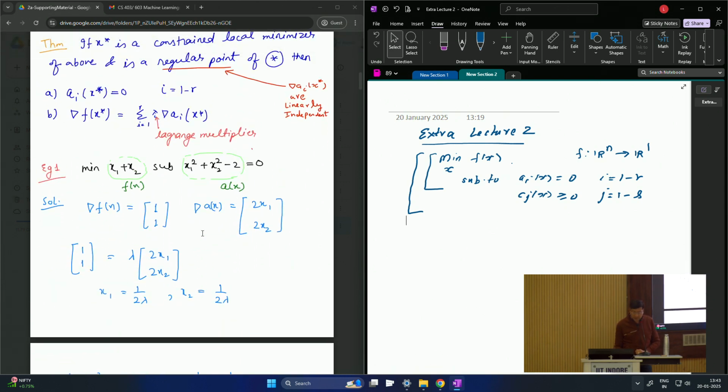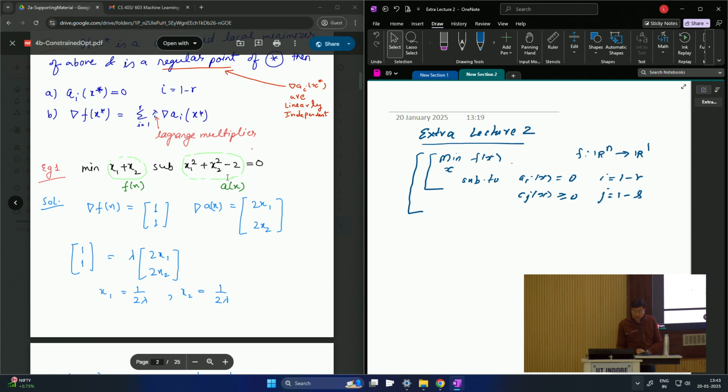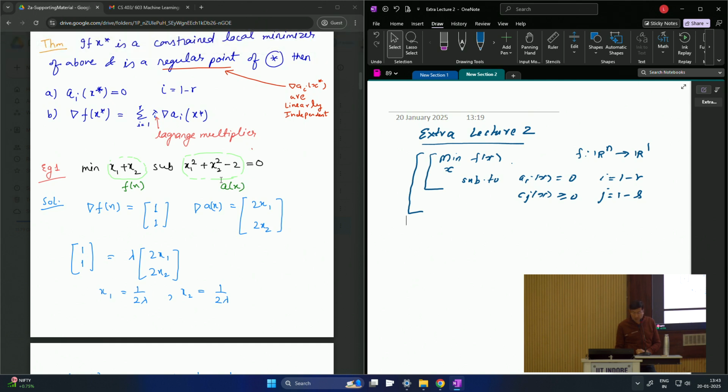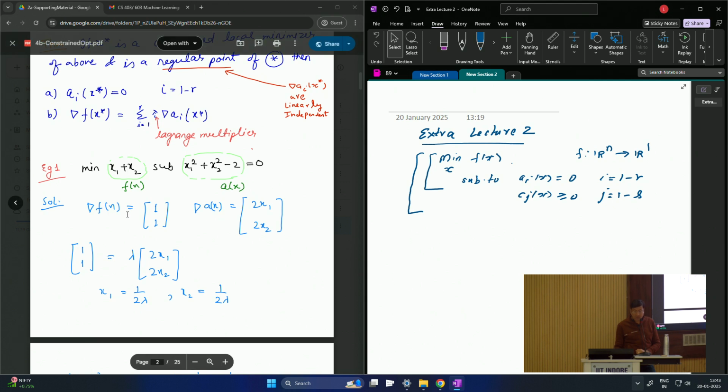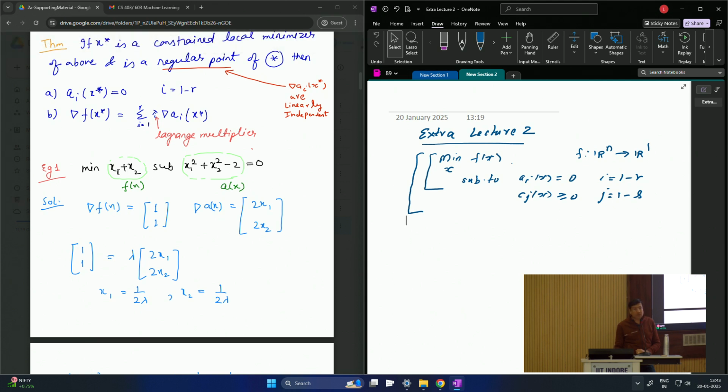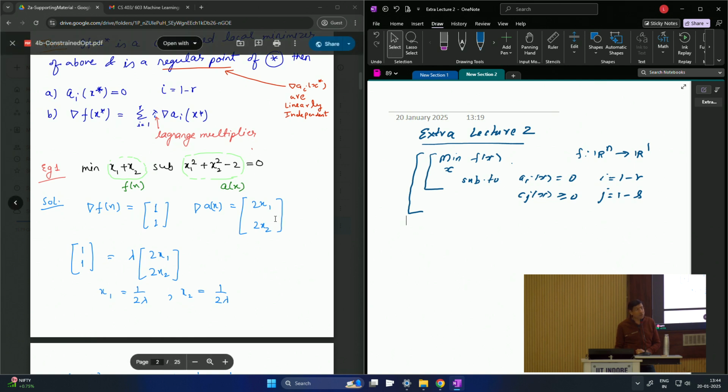we're saying minimize x1 plus x2 subject to x1 squared plus x2 squared minus 2 equal to 0. This is my objective function. This is my constraint. This is a function going from a two-dimensional space to a one-dimensional space, x1 and x2. So what is the gradient? Differentiate with respect to x1, which is 1. Differentiate with respect to x2, which is 1. Now we have to compute the gradient of the constraints as well, because they are constraints too. So the gradient of this will be 2x1, 2x2.